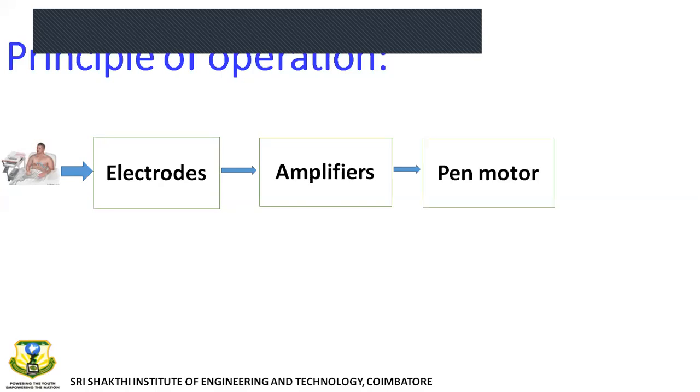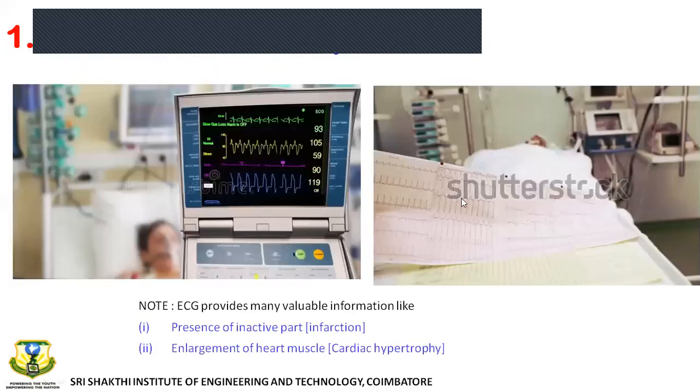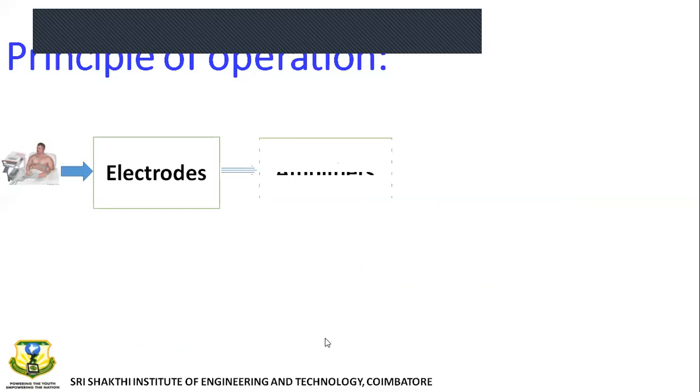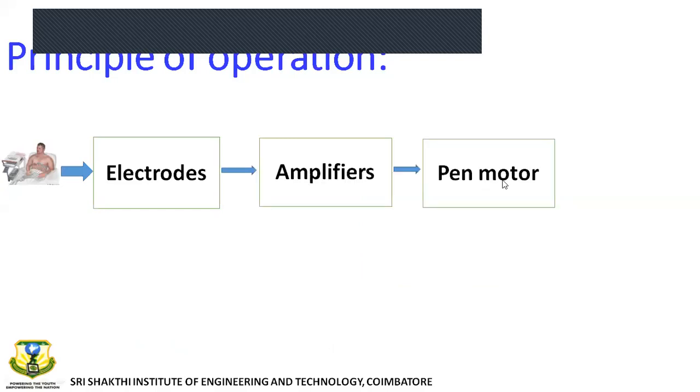So from there, we need to give it to a pen motor, because the output is a graph. You will have an output in two forms. One is a hard copy, another one is a soft copy. The hard copy is given to the doctor, so they will try to analyze it, and they'll put it in a file and maintain it. Even the hospitals will have a soft copy for future use. So that is why from the amplifier it goes to a pen motor.